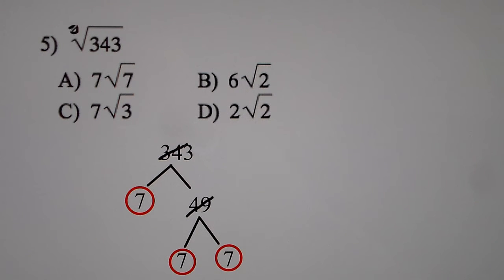Now we need 2 of a kind again, meaning 2 of the same type. So we have 7 and 7. So I could say this 7 here and this 7 here make up that 7 on the outside, square root. And since this 7 doesn't have any buddies, any extra 7s, we write the 7 on the inside. So you have 7 root 7.